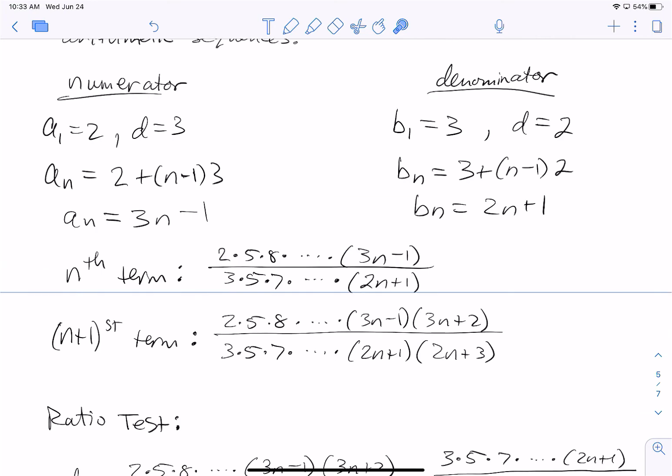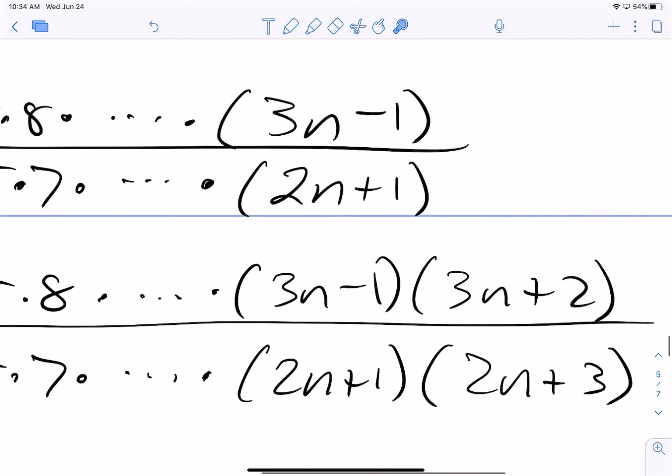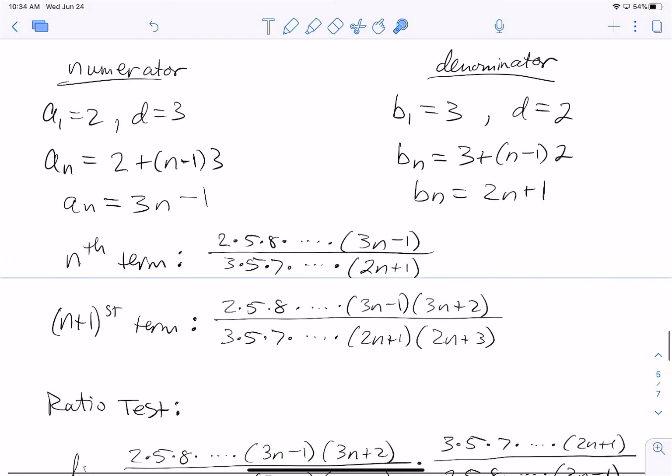Our n plus first term has a numerator 2 times 5 times 8 times 3n minus 1 times 3n plus 2. That's the next additional factor. We can get that in one of two ways. One, add 3 to the 3n minus 1. You'll get 3n plus 2, I guarantee it. Or, in place of n in the 3n minus 1 expression, put n plus 1. You'll still end up with 3n plus 2. Denominator, 3 times 5 times 7 times the quantity 2n plus 1, and then adding 2 times the quantity 2n plus 3. So here we have our new factors in the numerator and denominator.